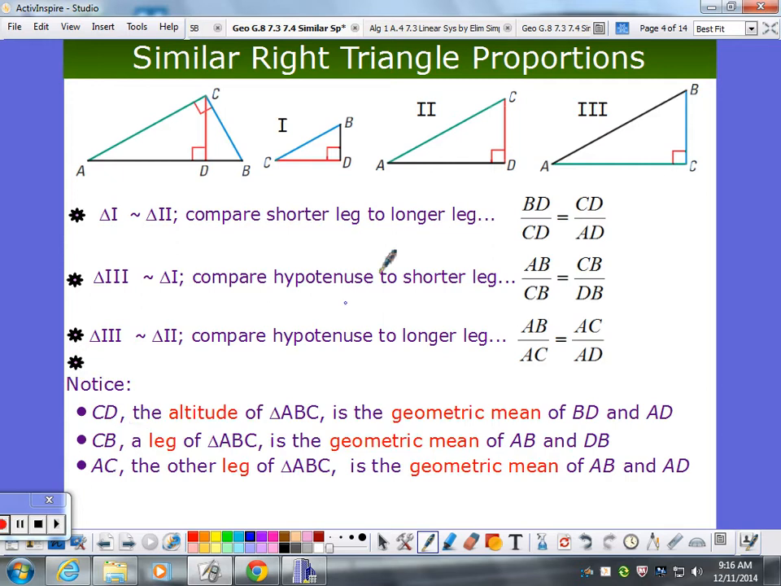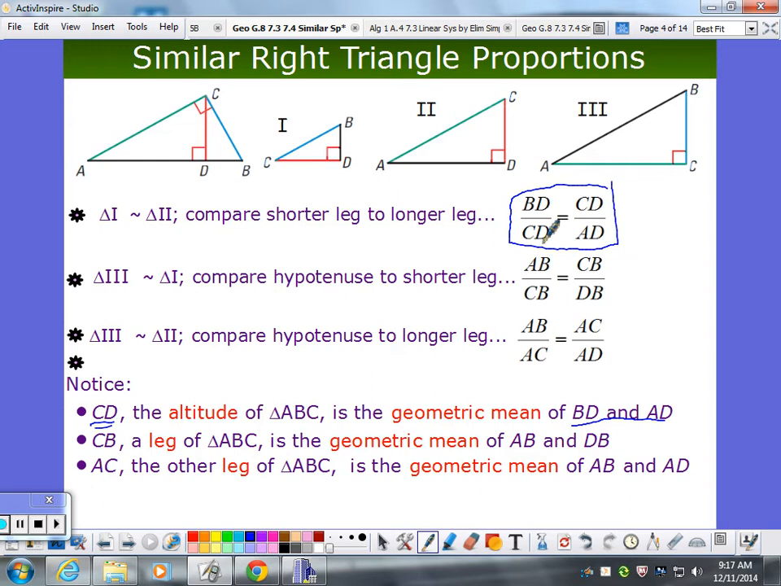Now I'm looking. Notice, okay, CD, which is the altitude of ABC. Here it is. Here's ABC, and here's CD. See how it's its altitude? It's the geometric mean of BD and AD. What? Let's go up here.